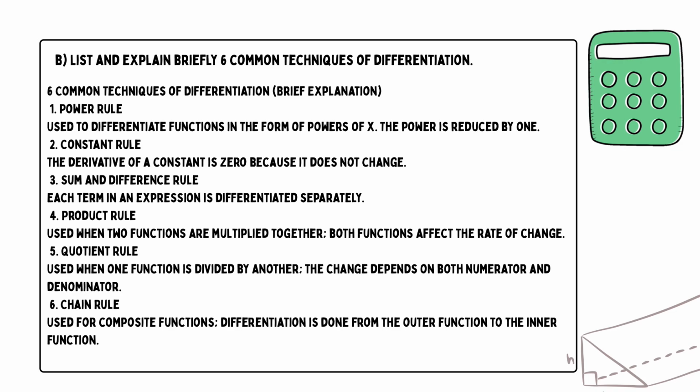5. Quotient rule. Used when one function is divided by another. The change depends on both numerator and denominator. 6. Chain rule. Used for composite functions. Differentiation is done from the outer function to the inner function.